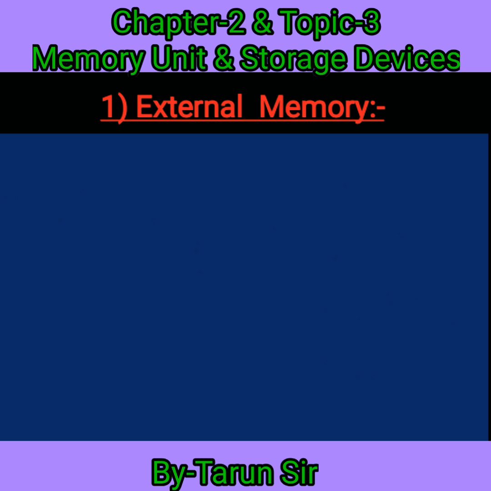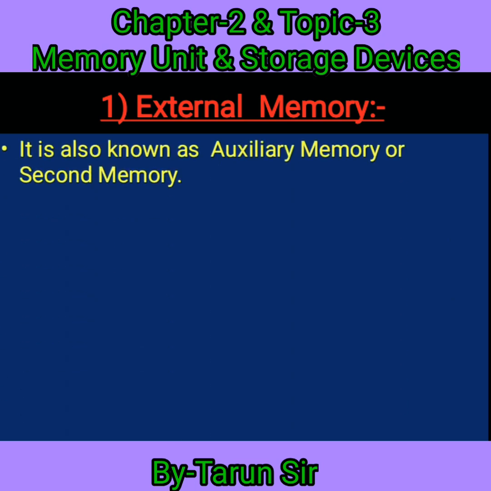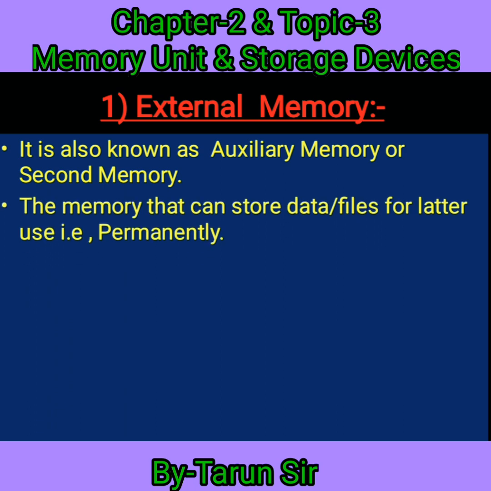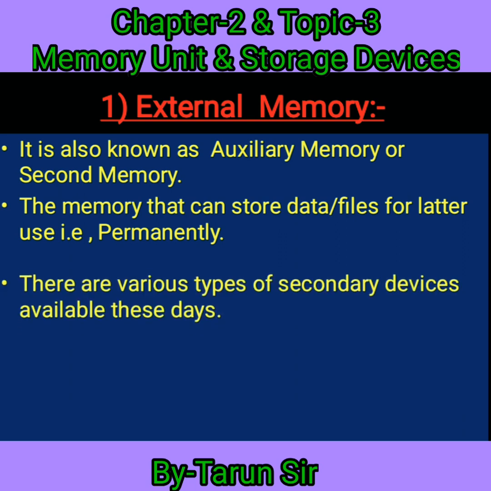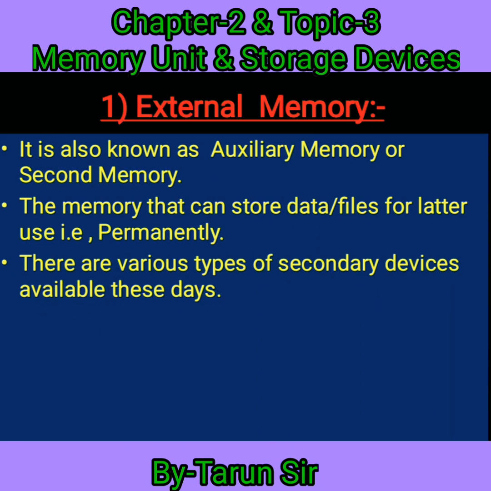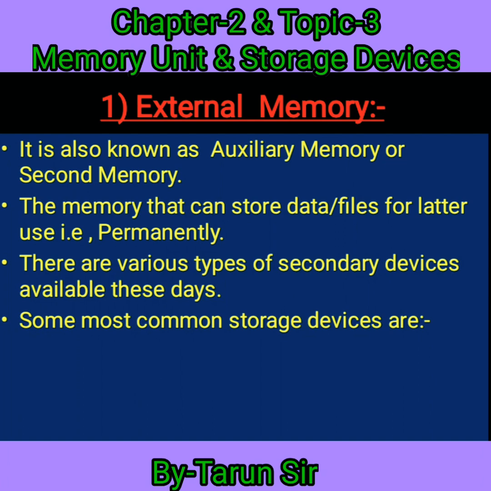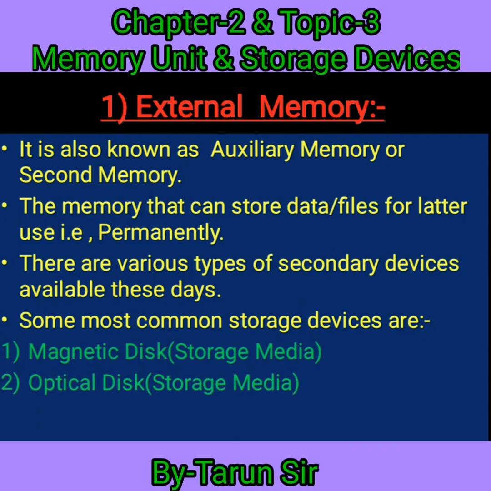Second point is external memory. It is also known as auxiliary memory or secondary memory. It is memory that can store data and files for later use, that is, permanently. There are various types of secondary devices available these days. Some of the most common storage devices are: first, magnetic disk or storage media. Second, optical disk or storage media.